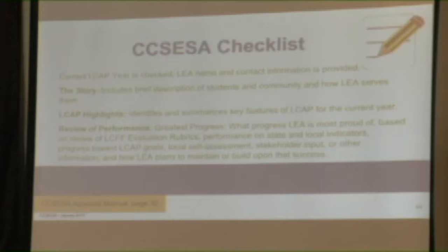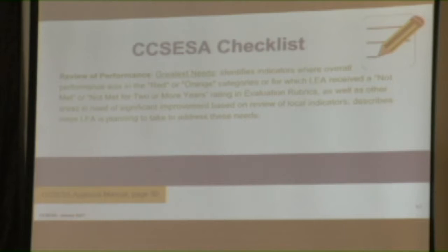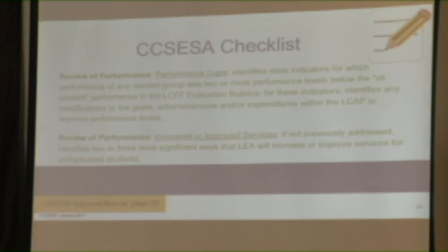As they look at the rubrics, and as they look at the state and local indicators, the local assessments, any stakeholder input or other information. And then, of course, they also need to address in this section how the LEA plans to maintain or build on that success. And then also they have to address greatest needs. So what areas are red or orange or not met for 2 or more years in the rubrics, as well as any other areas that need significant improvement. And then describe the steps the LEA is planning to take to address the needs.